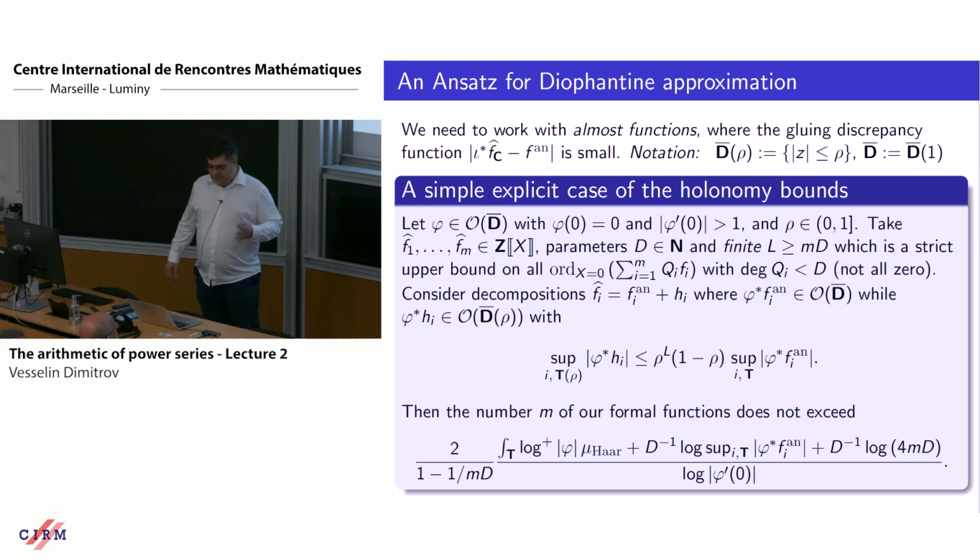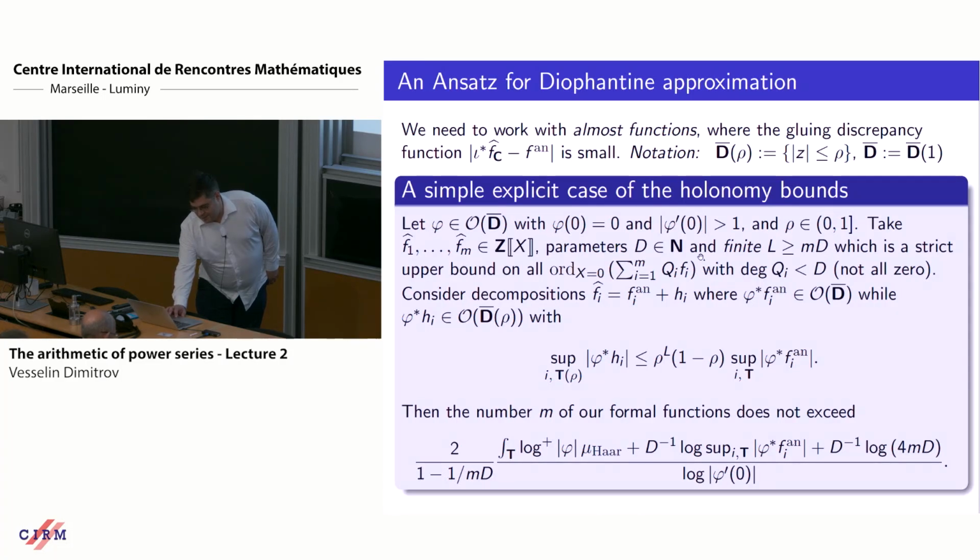There are several things in this statement, but it gives you an idea of what is involved. Basically, all the ingredients in the paper Yunqing mentioned. There is a Padé approximability ingredient. It reads as follows. So for parameters D and L, L necessarily is at least MD.